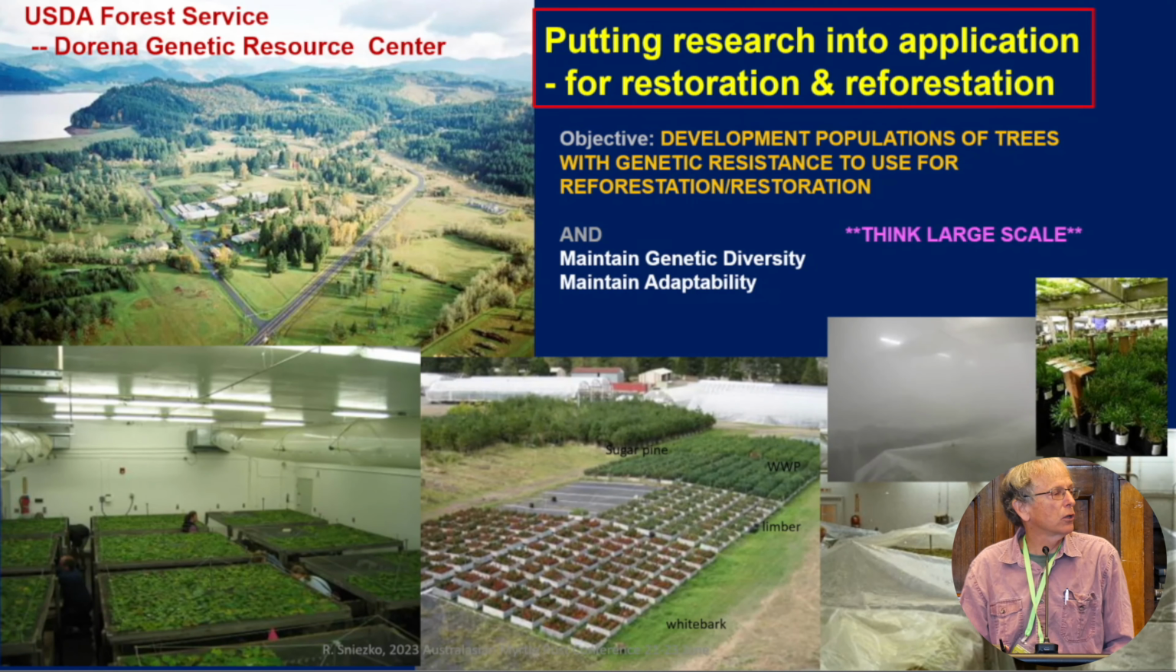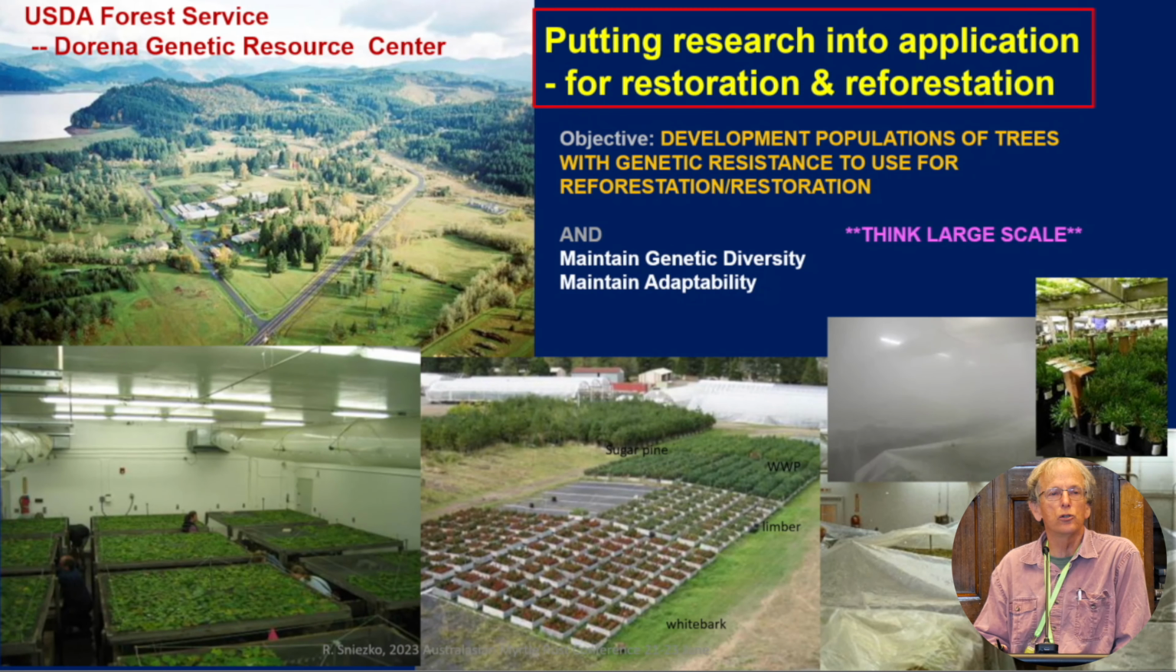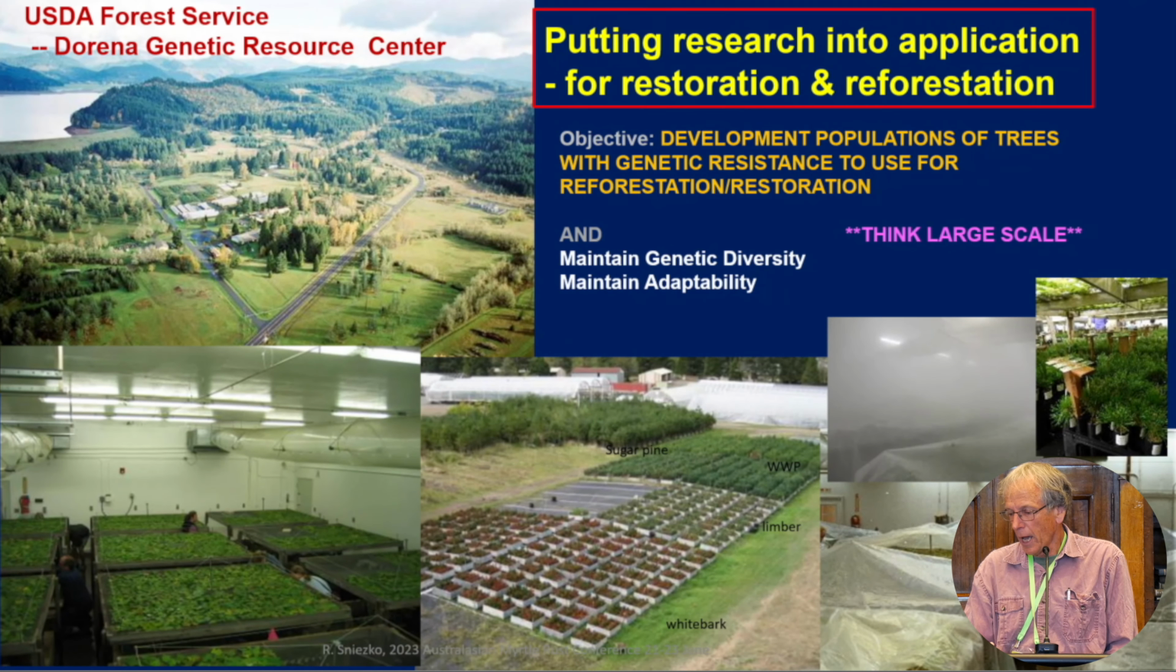Okay, this is our facility, Dorena Genetic Resource Center. It's near Eugene, Oregon, just south of there. And a couple things you can notice. Down on bottom left and bottom right is our inoculation chamber where we put seedlings. It's a fog chamber. I tell people it could be the world's largest fog chamber for plants. We do things on a big scale.